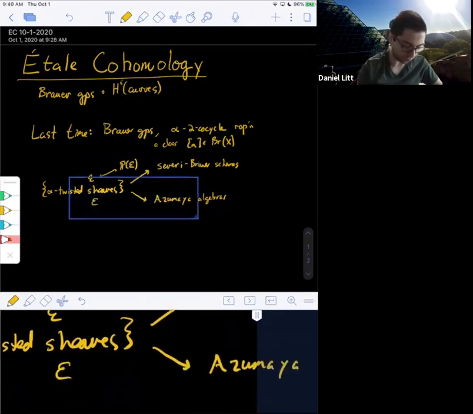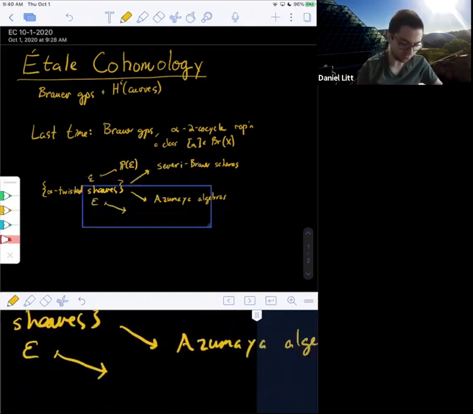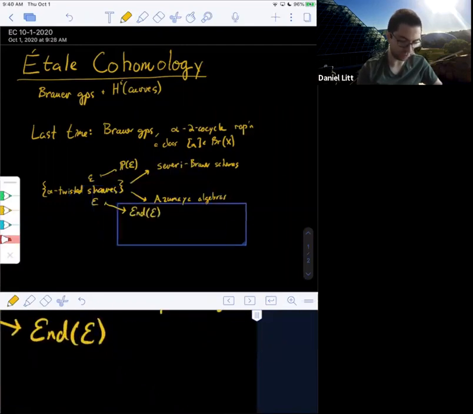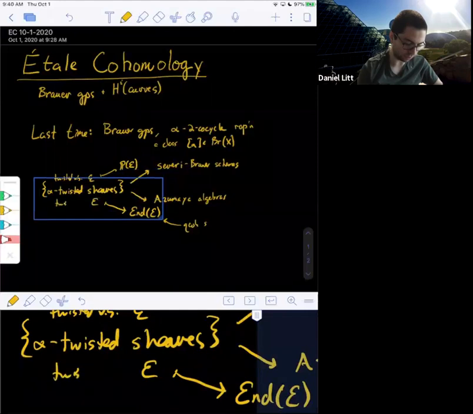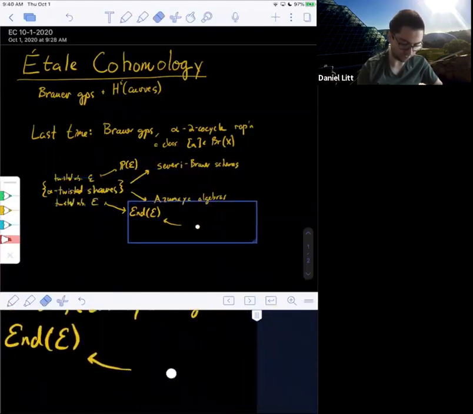And here, to go from a twisted sheaf to an Azumaya algebra, we took the endomorphism algebra of E. So if this is a twisted vector bundle, given a twisted vector bundle E, we can take its endomorphism algebra, and this is a coherent sheaf of algebras.